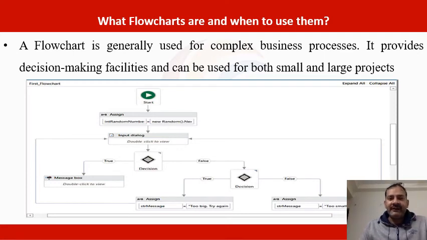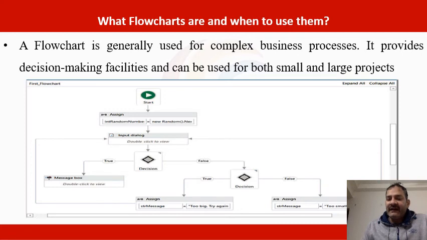You can use many activities like the assign activity and the input dialog. This is a decision box, whether the condition is true or false. Input dialog means you simply enter a number. Now the decision is where you provide the condition, whether the number is greater than 10 or not. If the number is greater than 10, then true, and the message box will say the number is greater than 10.